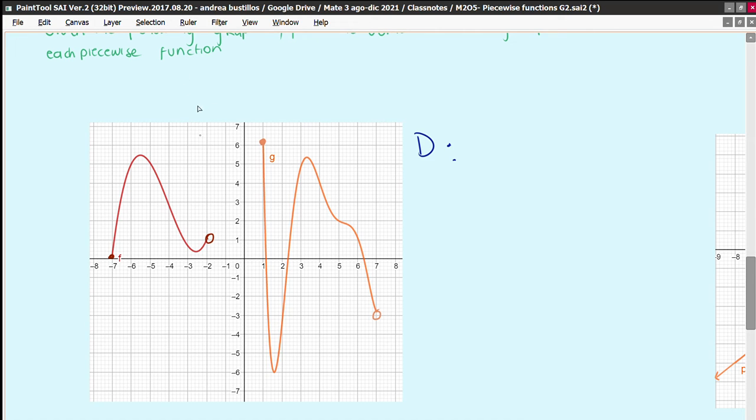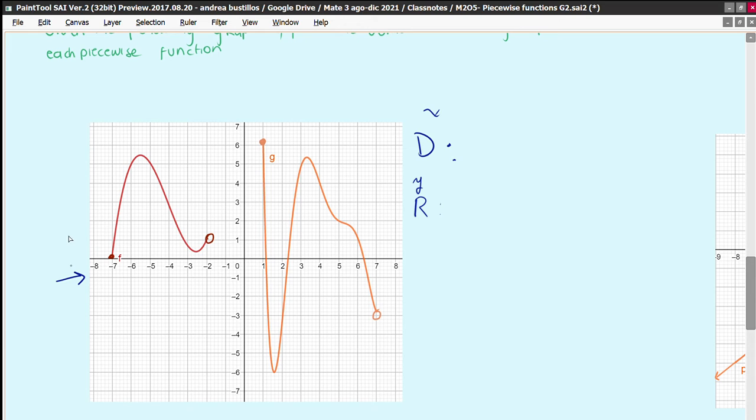Now, to identify the domain and range given the graph of a piecewise function, this is what we have to do. First, we have to remember that the domain is associated with the x variable and the range is associated with the y variable. So, to identify the domain of a function, we're going to start looking at our graph from left to right. So, we're going to start identifying where we have an existing graph, either piece.